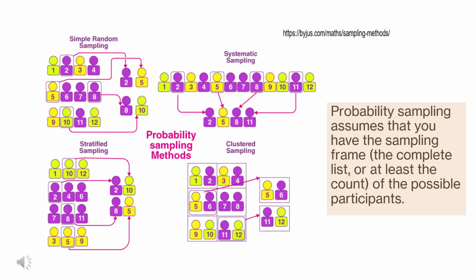So these are the four probability sampling methods mentioned earlier. Note that probability sampling assumes that you have the sampling frame, which means, in simple terms, the complete list, no? Or at least the count. Like, kung hindi mo man alam yung mga pangalan ng mga nasa listahan, at least alam mo na, 256 sila lahat. Because if you know the count, then you can do random selection, or you can stratify them and get the counts. So you must have the complete list or the count of the possible participants.